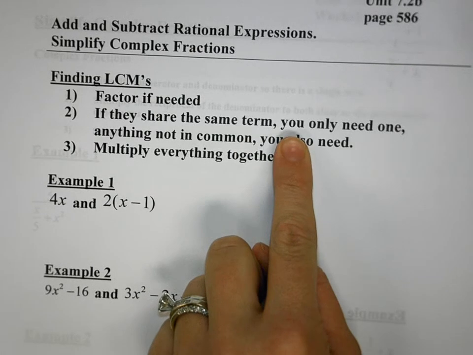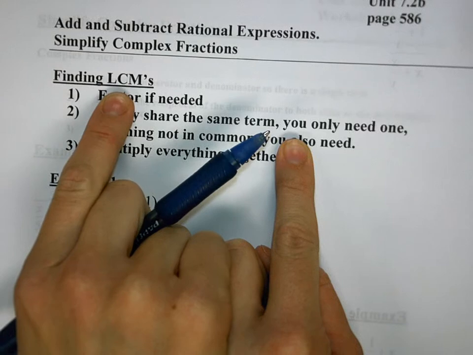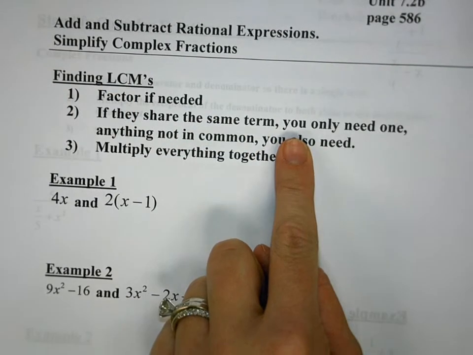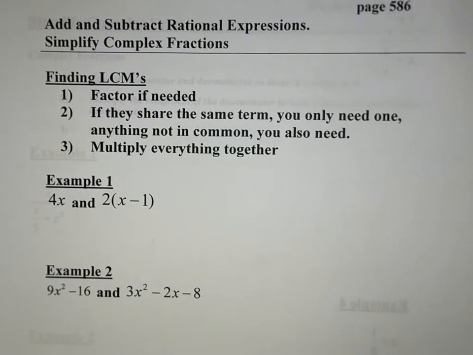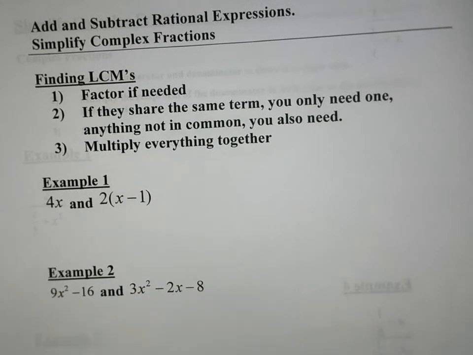It's kind of like GCF, but you're finding your least common multiple, or you can think of it as common denominators. You're trying to find what the common denominator would be between the two terms. So once you have, whatever they have the same, you write once. Whatever they don't have the same, you have to write that as well. Are you understanding anything I'm saying? Okay, so let's just do an example.